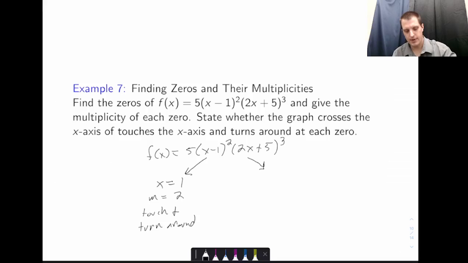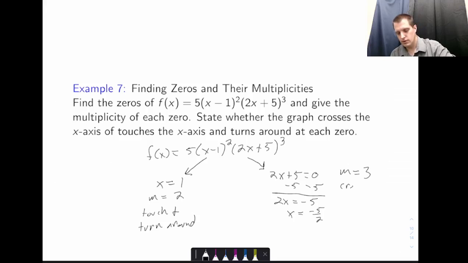This one, on the other hand, I'm going to actually do the work here because it's multi-step. We have 2x plus 5 equals 0, subtract 5. 2x equals negative 5, or x equals negative 5 over 2. With that one, because of the power of 3, we have a multiplicity which equals 3. So here we're going to cross the x-axis because it's odd. Even, we touch and turn around. Odd, we cross.